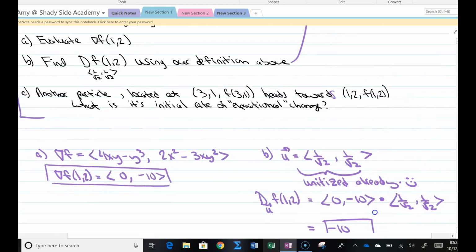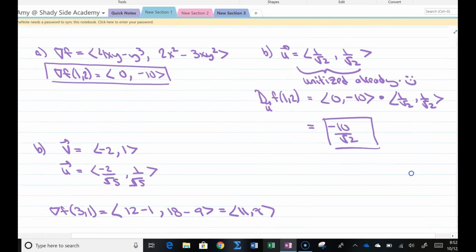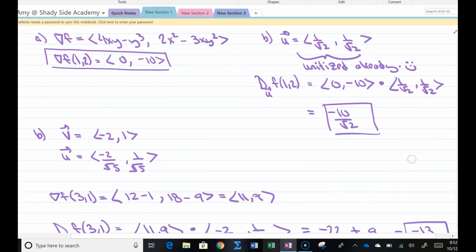And here are the answers right here. Fairly straightforward. For part A, I just found the general gradient vector, and then the gradient vector evaluated at 1, 2. Notice something here I want to tell you.